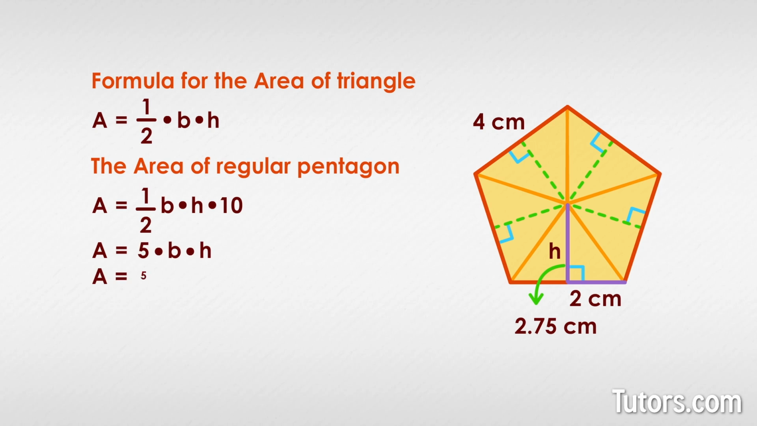Now we plug in the numbers that we know for the base and the height, and we arrive at our answer. A equals 27.5 centimeters squared. Area is always expressed in units squared or square units.